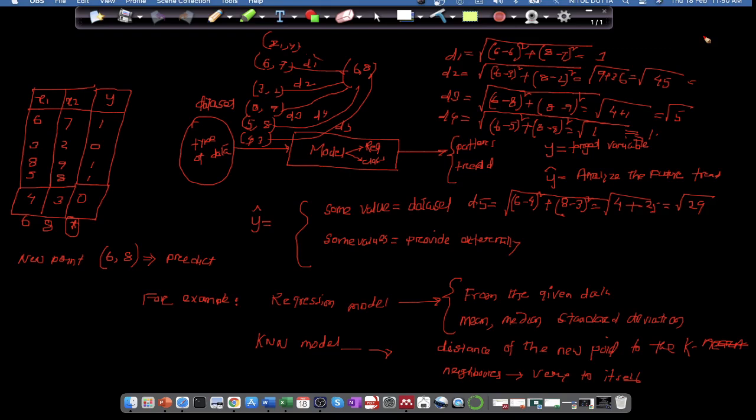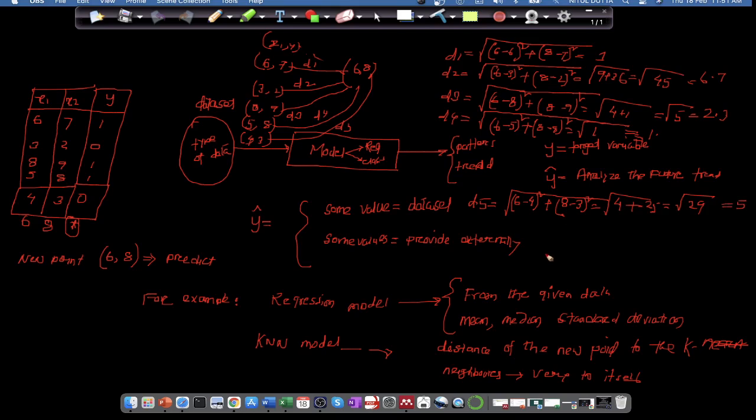Four, five, square root, which is 6.7. Square root of 5 means 2 point something, right? 2.3 almost, and this is 1, and this is equal to 5, almost 5, and this is 1.